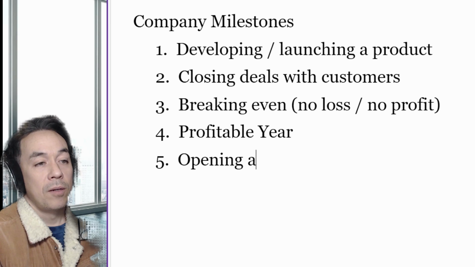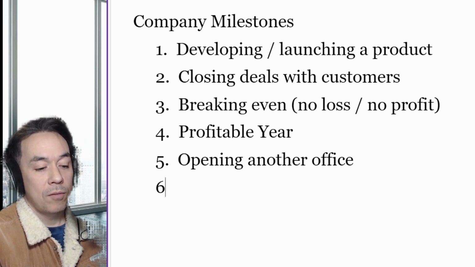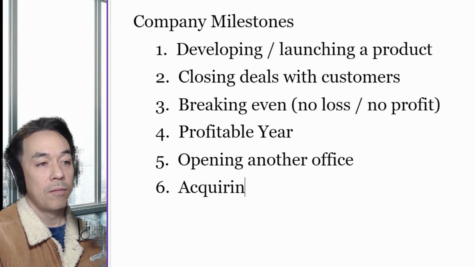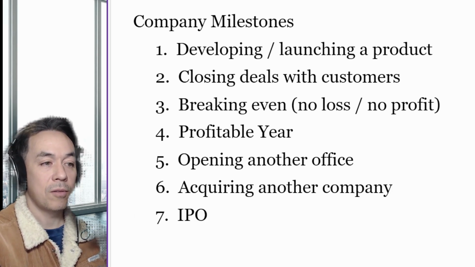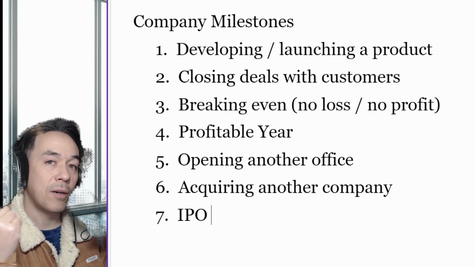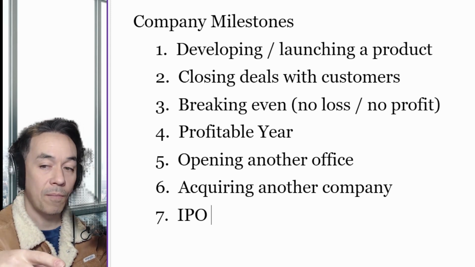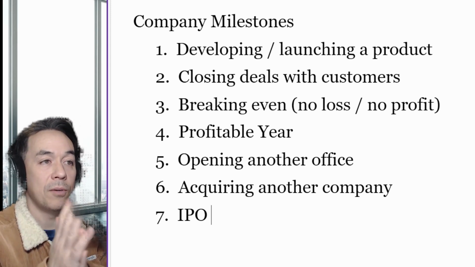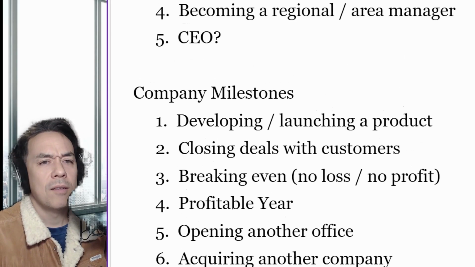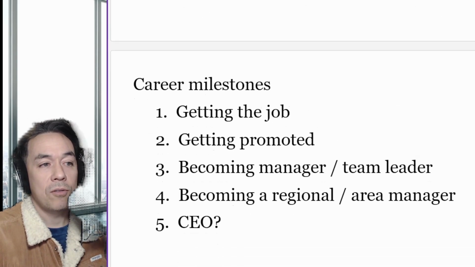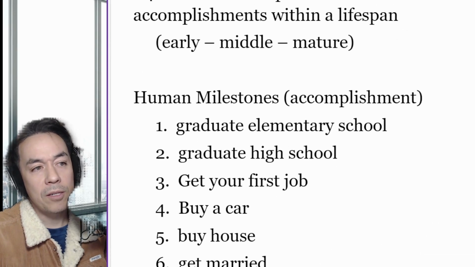Opening another office or acquiring another company, or like an IPO. So you sell your stock on the stock market. Now anybody can buy it. So now your stock price should go way up, and then boom, you made it. You're rich. So that's good. Okay, so that's why I think milestones. Do we need an example?